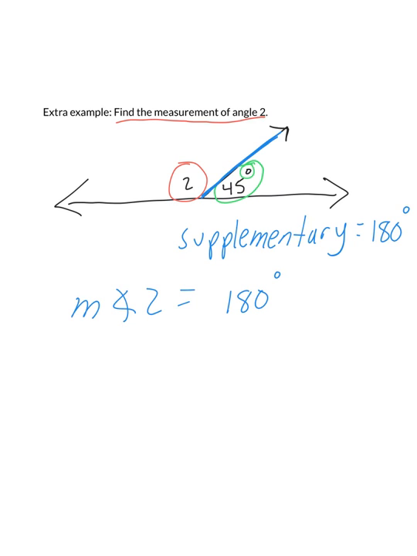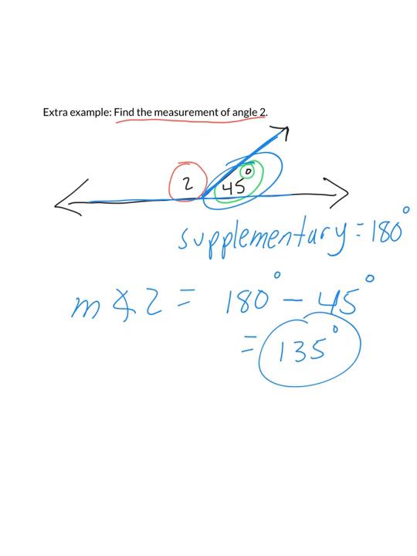Whenever you're finding a missing angle in this section, you're working backwards, so you need to subtract. So 180, which represents the straight line, minus angle 2's adjacent angle, or side-by-side angle, which is the 45 degrees. So if I do 180 minus 45 degrees, I'm going to get 135 degrees as the answer to the measurement of angle 2.